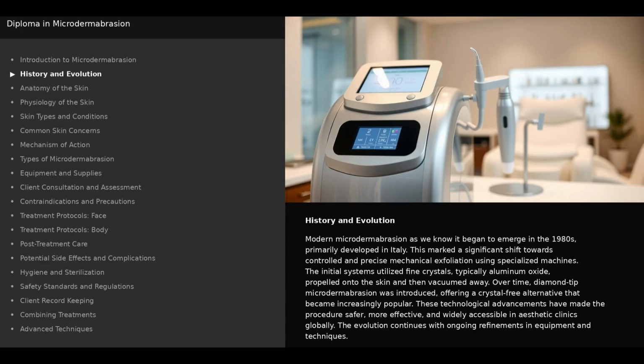Over time, diamond-tip microdermabrasion was introduced, offering a crystal-free alternative that became increasingly popular. These technological advancements have made the procedure safer, more effective, and widely accessible in aesthetic clinics globally. The evolution continues with ongoing refinements in equipment and techniques.